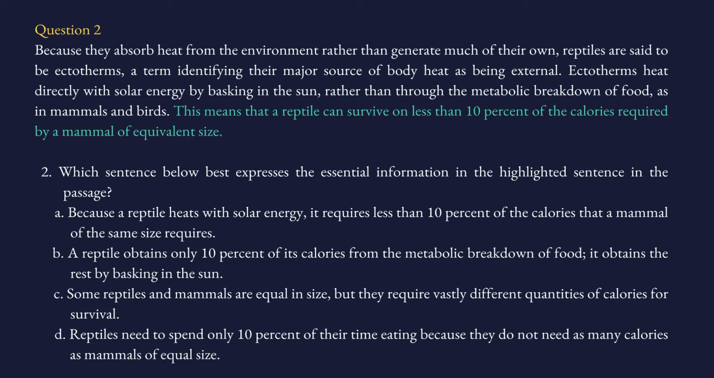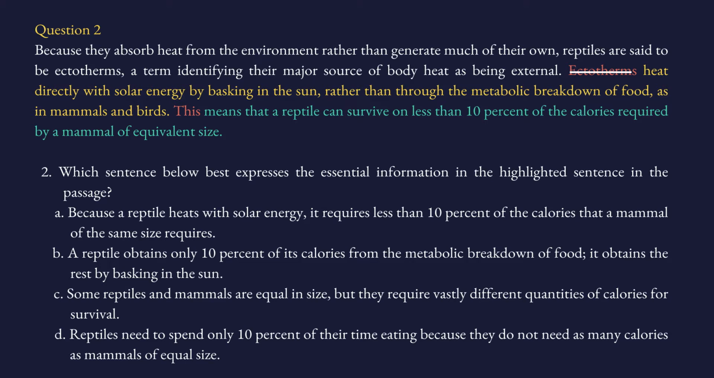Question number 2. This is the original sentence. This means that a reptile can survive on less than 10% of the calories required by a mammal of the equivalent size. The sentence starts with this. So what is this? For that, you have to read the previous sentence. The previous sentence says, well, first we are talking about reptiles, have that in your mind. Ectotherms, we don't need to know what ectotherms are. I don't even know how to pronounce them. These are technical things. You don't need to know them.